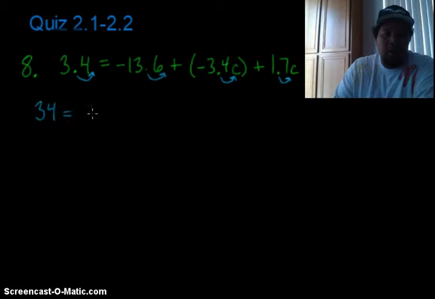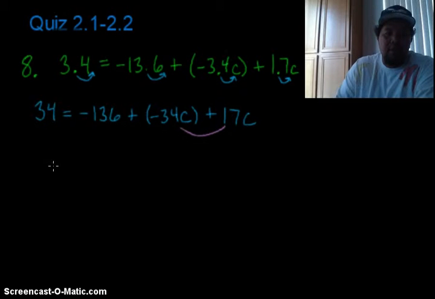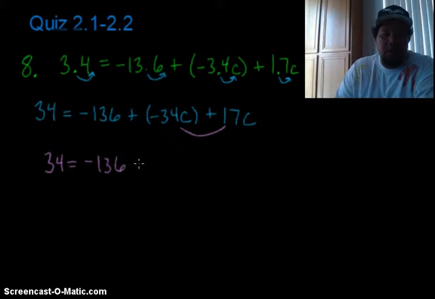34 equals negative 136 plus a negative 34c plus 17c. Okay, and from here we have some like terms that can be combined. Right here, these two can be combined together, giving us a new equation of negative 136 plus a negative 17c.